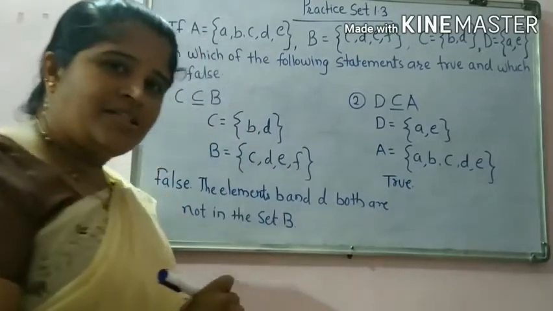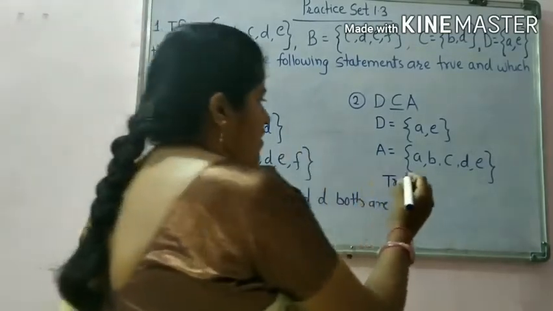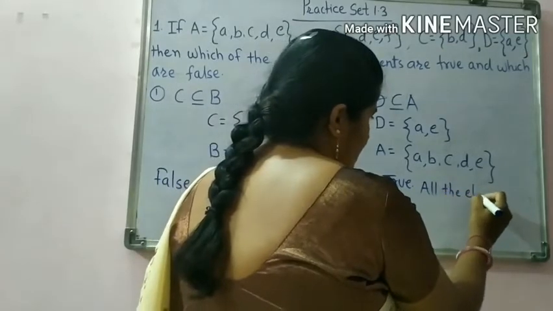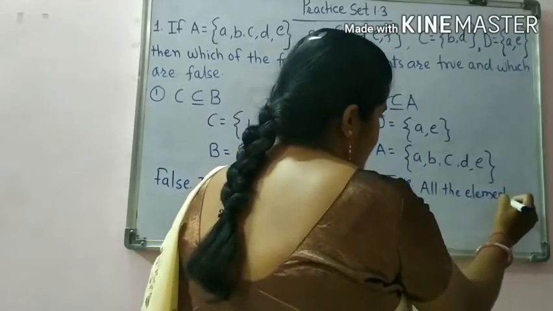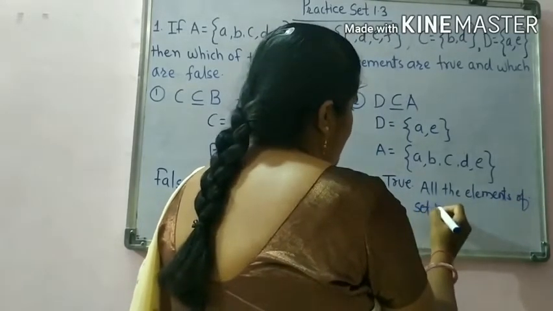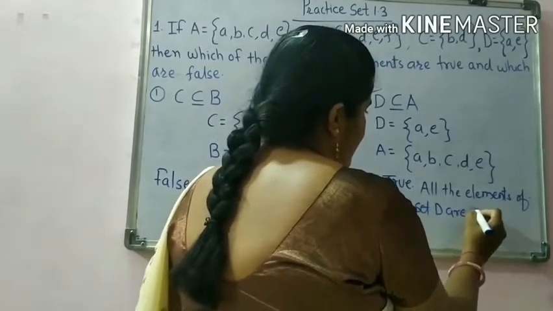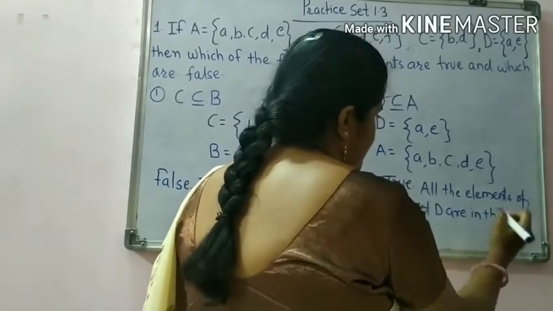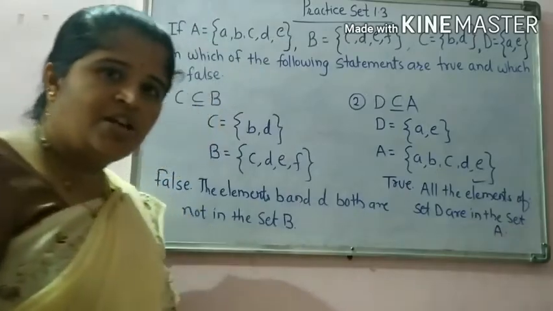How will you write the answer of this one? All the elements of set D are in the set A. This is the reason why the statement is true.